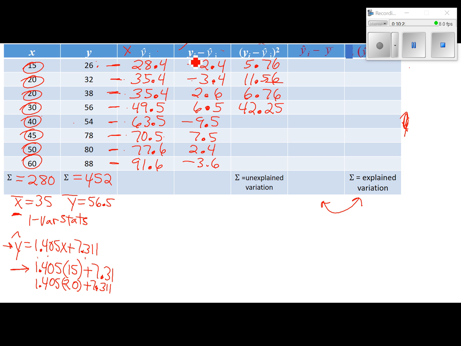You're just taking each one of these answers and squaring it. That's all you're doing. Each one, squaring it. Next one, 90.25. That should be a 2.5 there. Then 56.25. Then 5.76. And then the last one is 12.96.